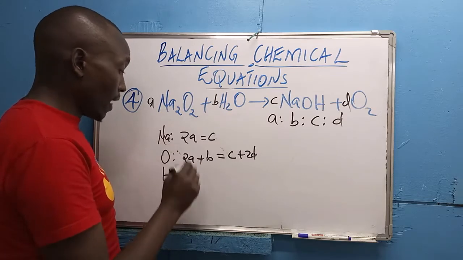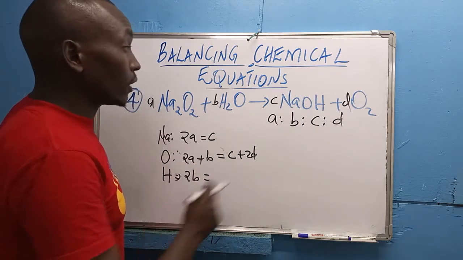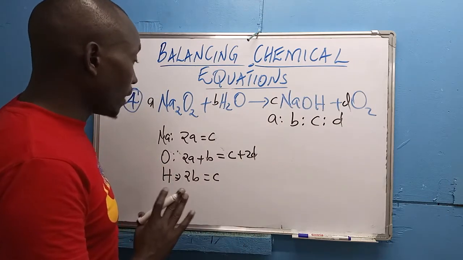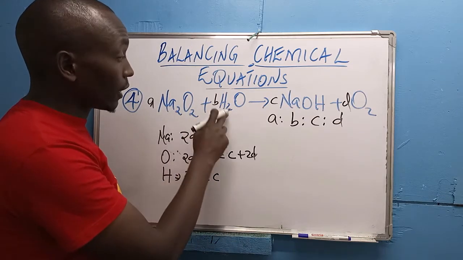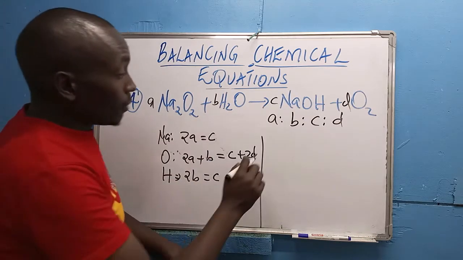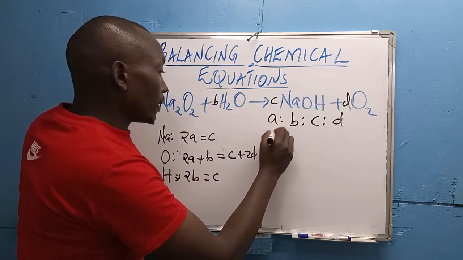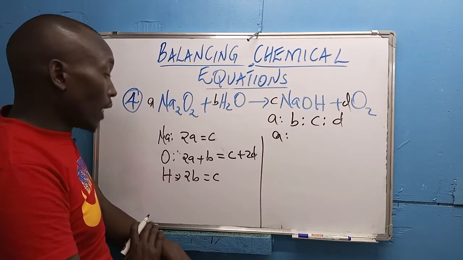Hydrogen over there, I have 2B equals, that's hydrogen, equals C. It is the only one there. And I'm done with the 3 types of element here. We have sodium, oxygen, and hydrogen. The aim is to come up with A to B to C to D. Remember, A is just A. Now I want to represent B in terms of A.